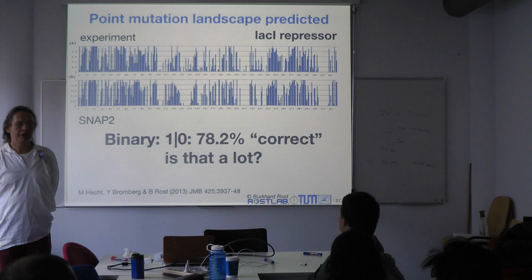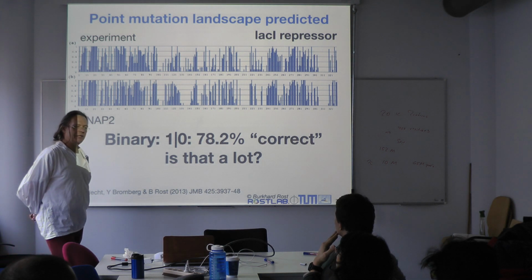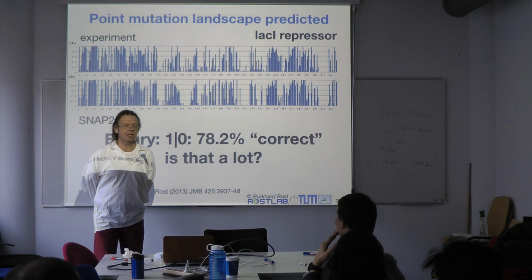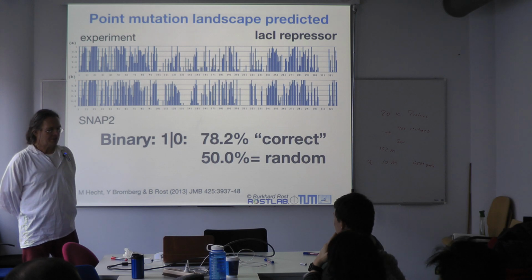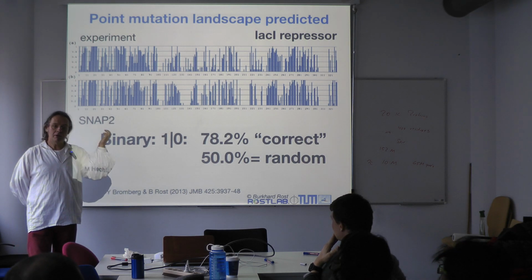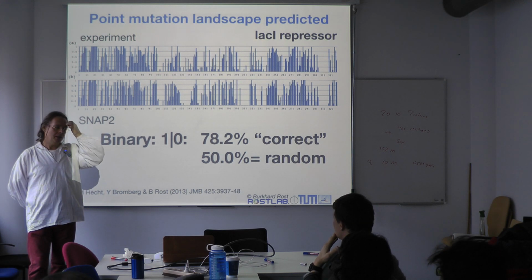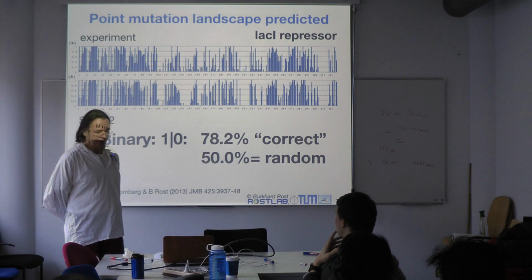So 78 is not 100 and 78 is not 0. And 78 is closer to 100 than 0. Is that the answer? Or is there something else I have to look at? Chance. So 50% is random. So, well, you're clearly away from random. Now you would have to look at significance and things like that.